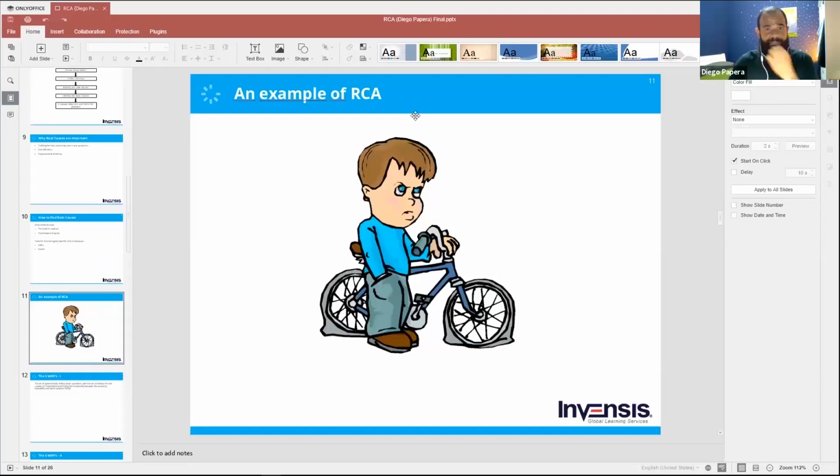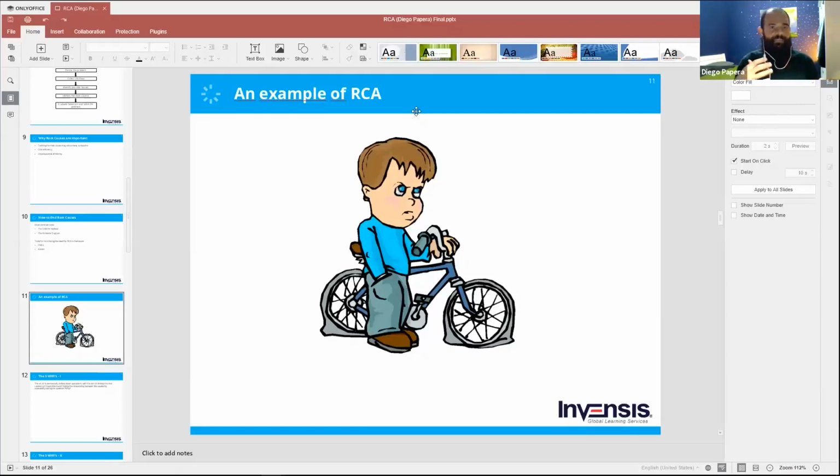So let's look into another example of root cause analysis. As I mentioned before, I'm really into bikes. So we have this example where we have, let's call him Tom. Tom was in a bike race, and Tom did not finish the bike race. So, well, poor Tom, he didn't finish the bike race. And so what happened? During the bike race, Tom got a flat tire.